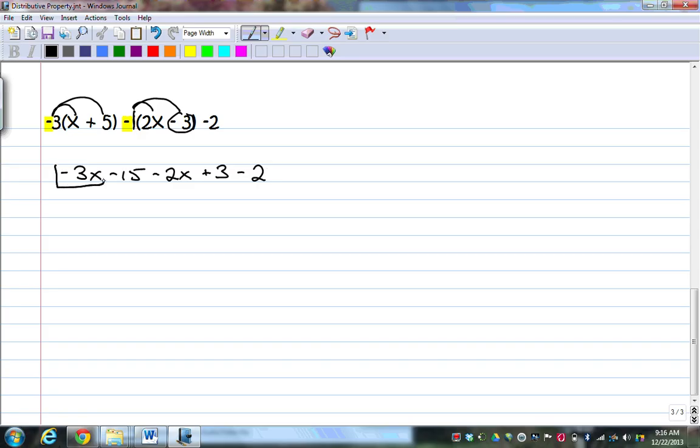Like terms, negative 3x, negative 2x, and I have a negative 15, positive 3, negative 2. So first things first, negative 3x, negative 2x gives me a negative 5x. On the end here, I have negative 3 and positive 3 and a negative 2 give me a 1. Combine that with a negative 15 gives me a negative 14.